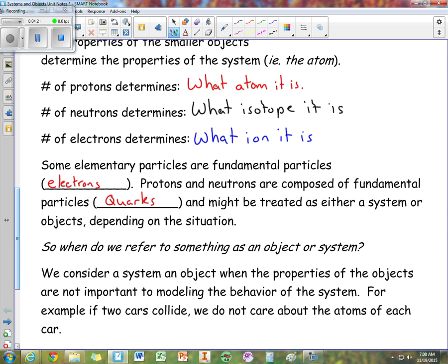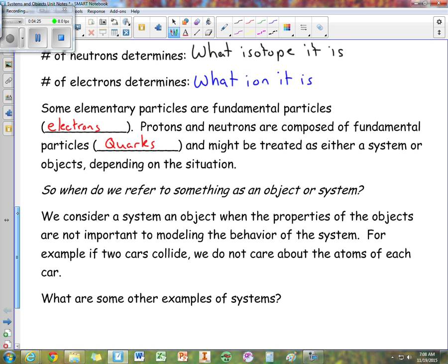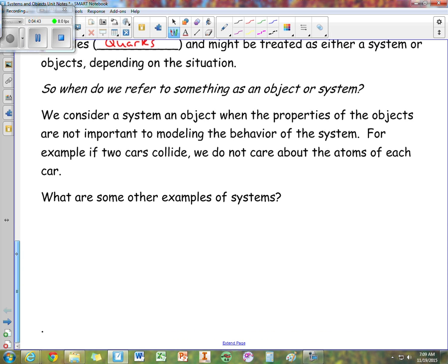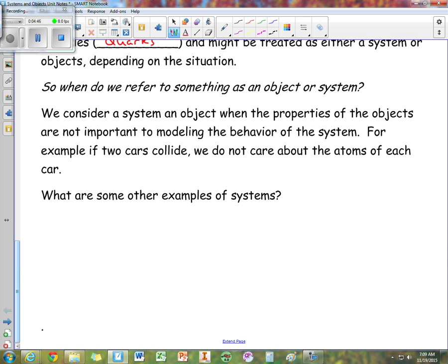And there are a few more fundamental particles that are more exotic. So, we need to have a stopping point. I mean, we can't go down to the electron and quark level every time we want to analyze something. So when can we refer to something as an object or a system? And what it comes down to is properties. So we consider a system an object when the properties of the objects inside of it are not important to modeling the behavior of the system.